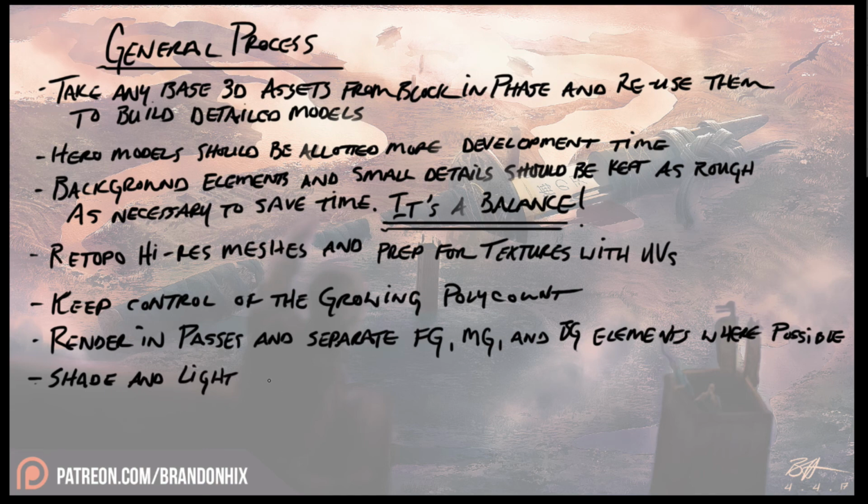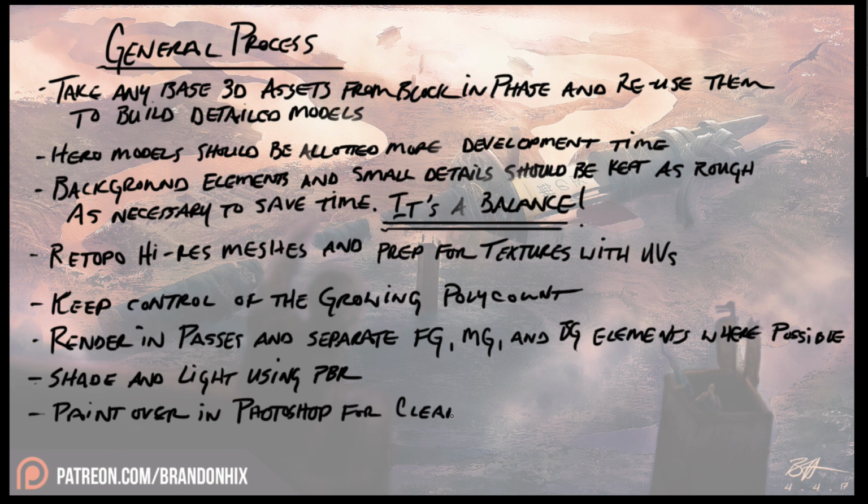So I'm going to try to split everything off in render passes, separating foreground, middle ground, and background as best I can, and that way I don't have to re-render anything in the case of something not working. I'm going to be trying to use a PBR workflow for shading and lighting for most of this, if not all of it, and I will be doing that with Blender and Substance. And then anything that isn't completely finished in the final illustration in Blender will be touched up or painted over in Photoshop. So that's the basic process of how this is going to work.